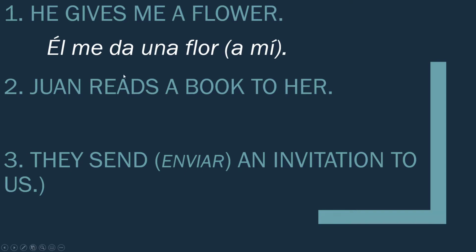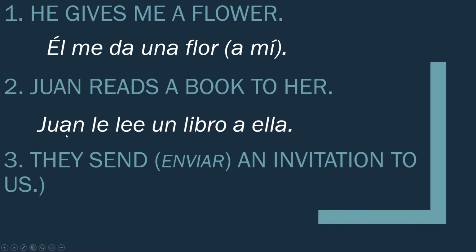Juan reads a book to her. Juan is reading, so that's how the verb is conjugating. He reads a book to her. That tells you you have an indirect object pronoun. Juan le lee un libro a ella. With le, we usually do have to whom in that sentence somewhere, because le and les can be so many different people. We usually do reiterate with a, whoever that happens to be.